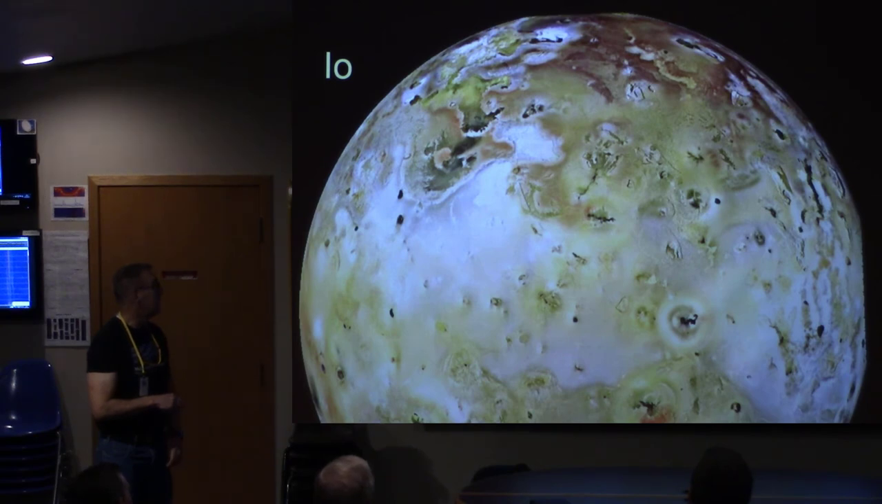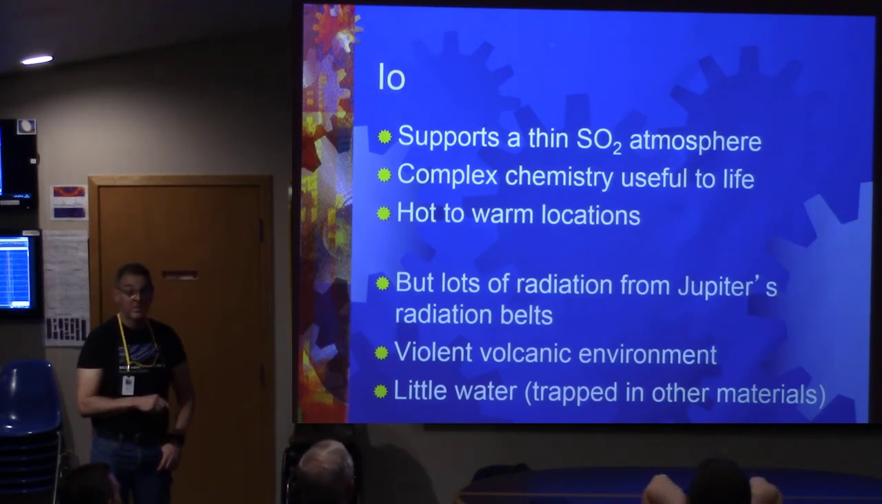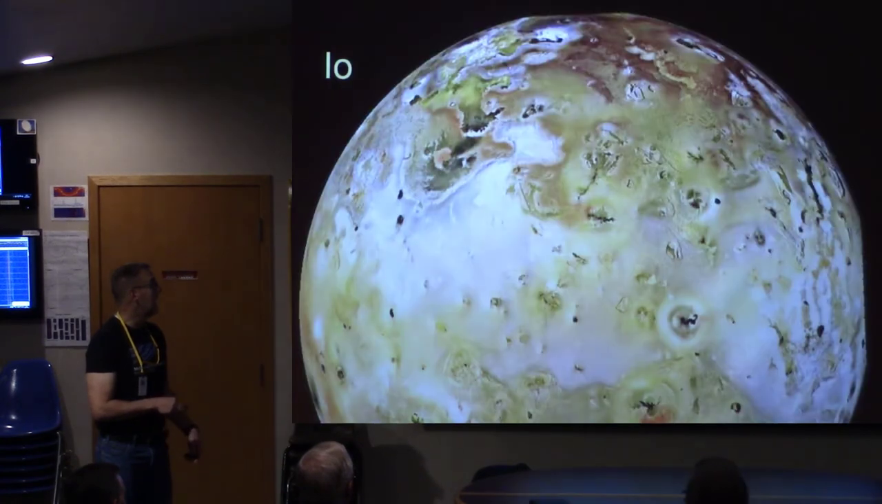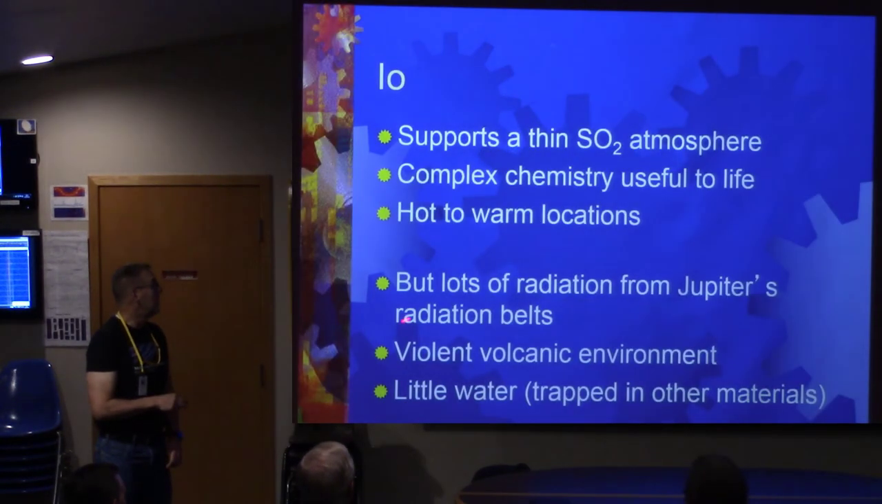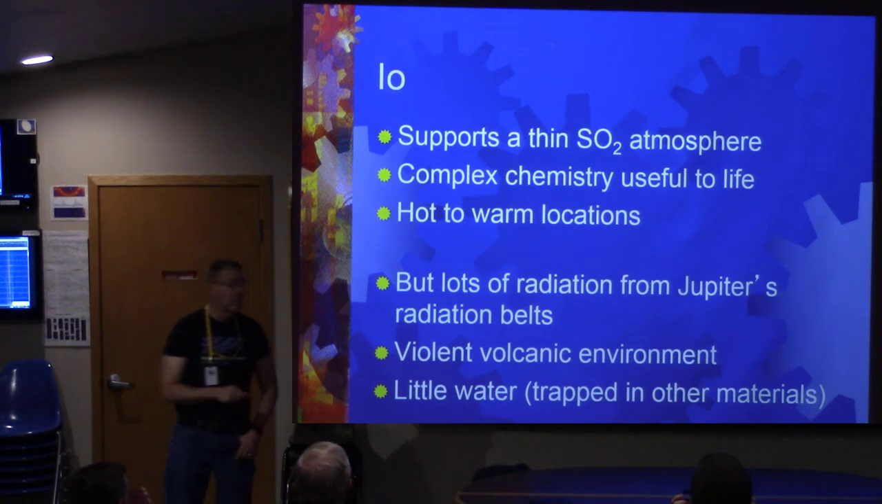Io is the pizza planet. Yeah, we got volcanoes. Io is the closest. It also has a non-circular orbit, and it is heated to the point of being molten throughout. And it's got volcanoes everywhere, always erupting. So you have a thin sulfur dioxide atmosphere, so it would stink to visit there. Stinky pizza planet. But it has the chemistry useful for life. It's hot to warm in location, so it's got lots of the hydrothermal concept going. But tremendous amounts of radiation. It's inside of one of the stronger radiation belts of Jupiter.